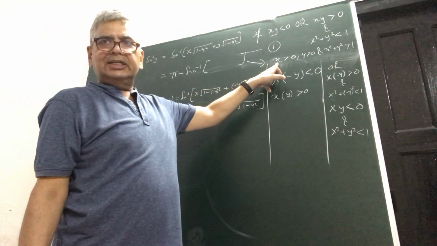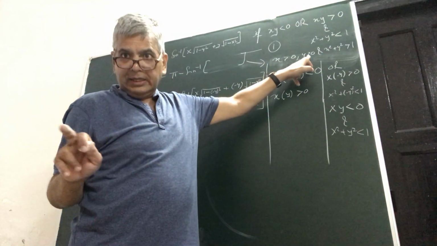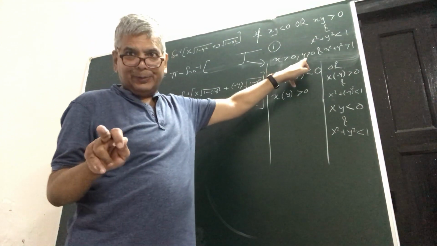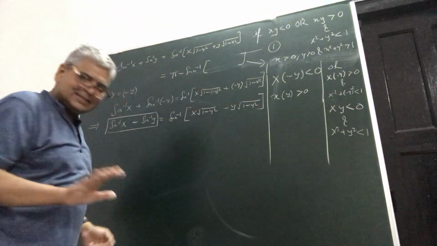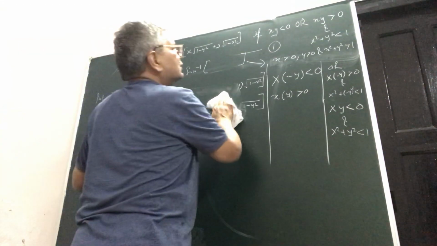And what will be the condition here? x will remain greater than 0. y greater than 0 will become what? Now you will write minus y greater than 0, so y will be less than 0. Eventually, see, y will be less than 0. Let me do it again, otherwise you will get confused.